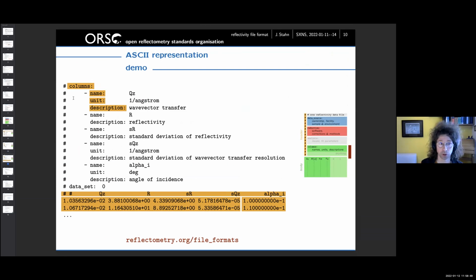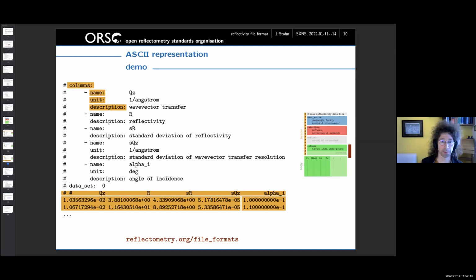And finally, very important, we define the columns by name. We give it a unit and the description. Description might be important because, for example, resolution is just resolution, doesn't tell a lot. So you can write here, it's a standard deviation of the wave vector transfer resolution. And then it's clear what this parameter actually means.